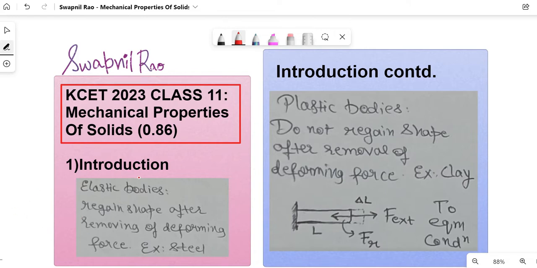First of all, I'll be talking about, as you can see, its introduction. So what are elastic bodies? Elastic bodies are bodies that regain shape after removing the deforming force. So you might take the example of a rubber band. If you pull it up to some extent and then leave it, it regains its shape.